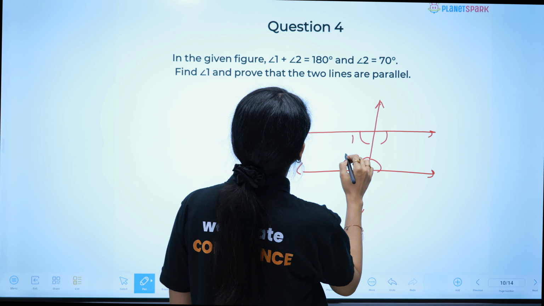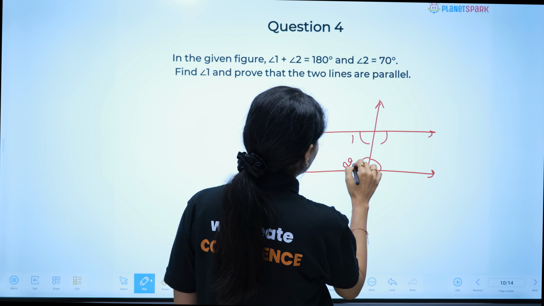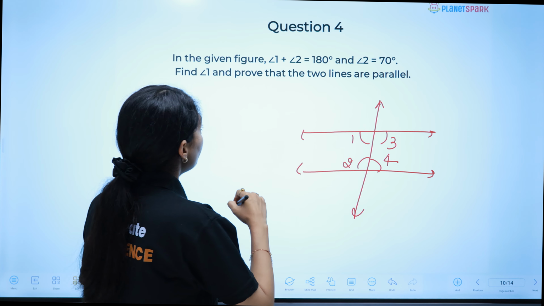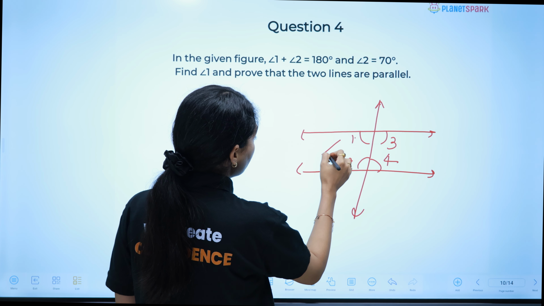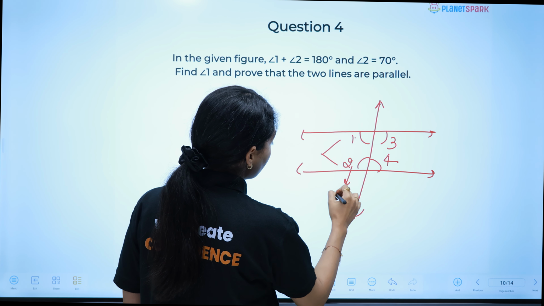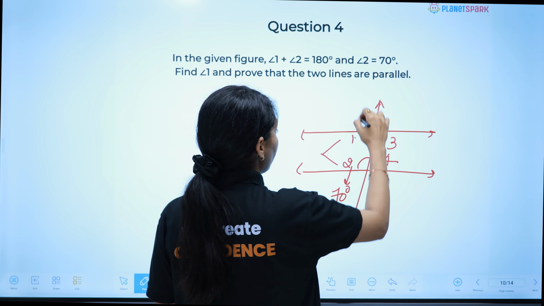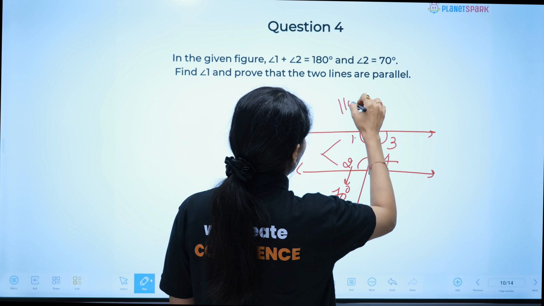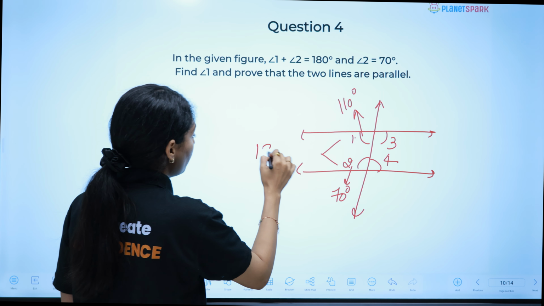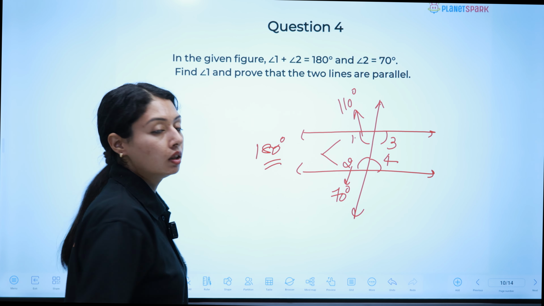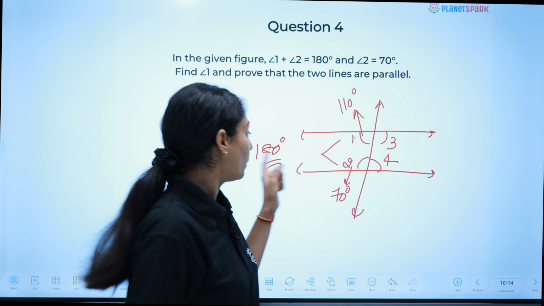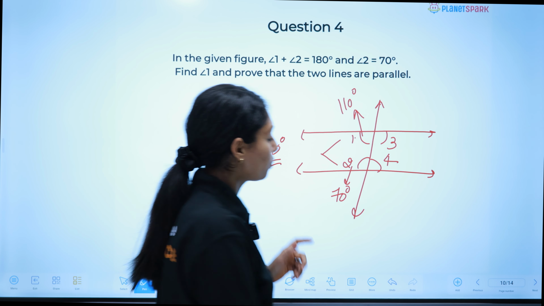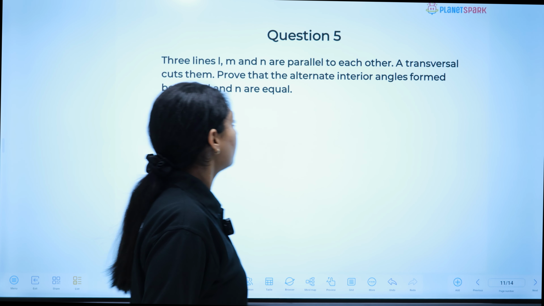Okay, so we have angle 1 plus angle 2 is 180 degree. Angle 2 is 70. That means angle 1 will be of what measure? 110 degrees, right? And their sum is 180. So we can say the pair of co-interior angles add up to 180 degrees. So we can say the lines are parallel again. Hence proved. Okay, next one.